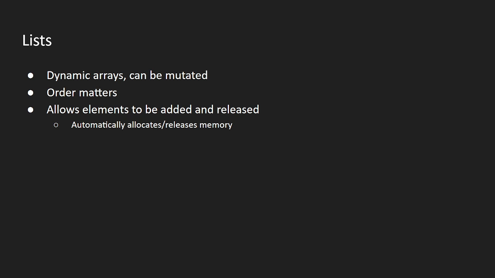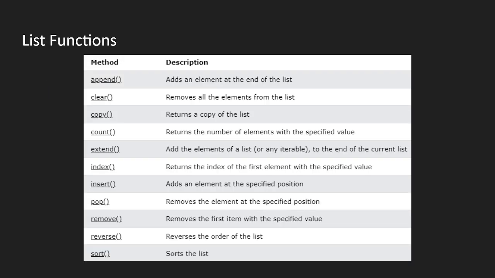So lists are basically dynamic arrays. They can be mutated. Their order matters. So it's not the same for A and B to be in the list, and B and A, because the order matters. It also allows elements to be added and released, and automatically allocates and releases memory. So that's what a list is.